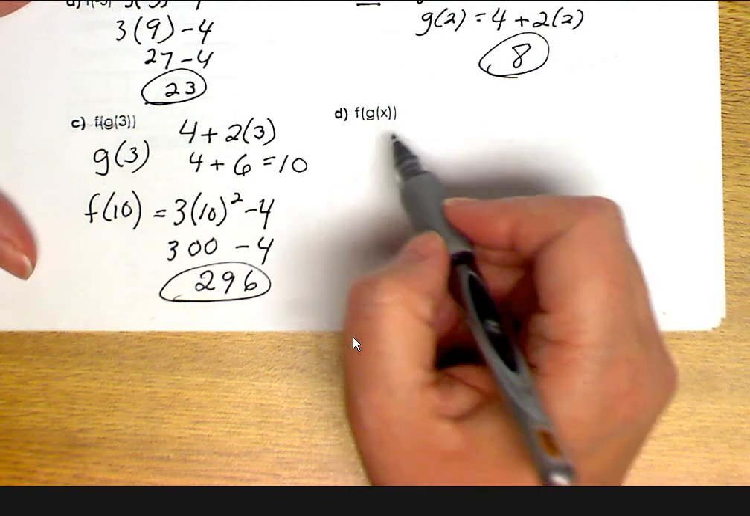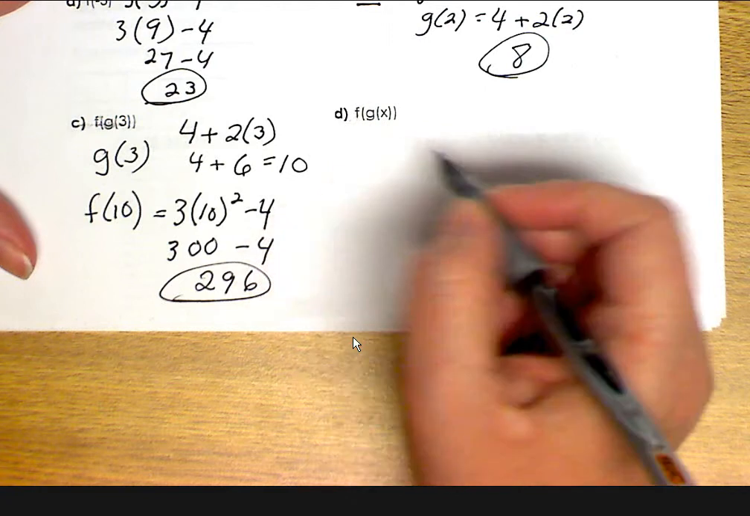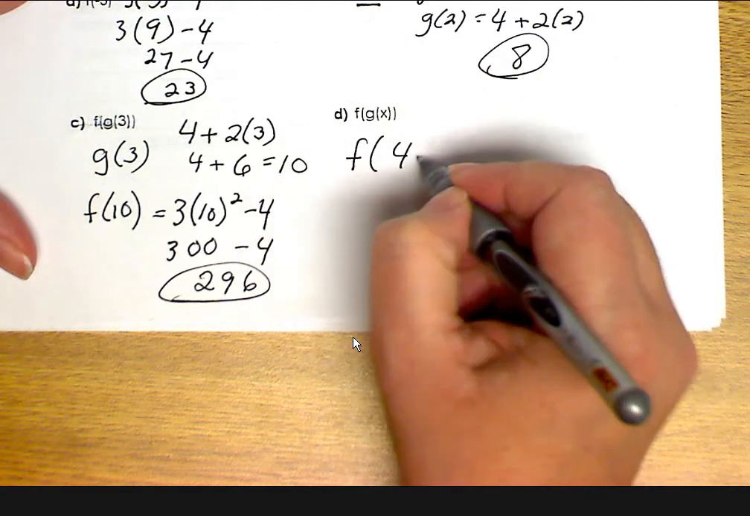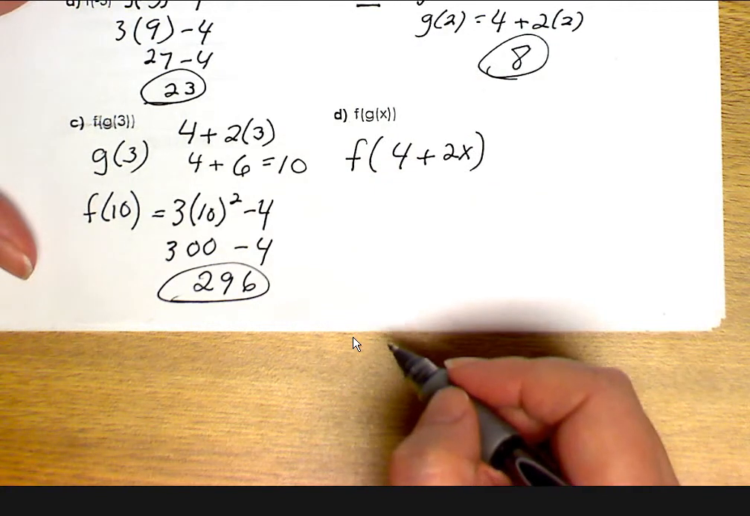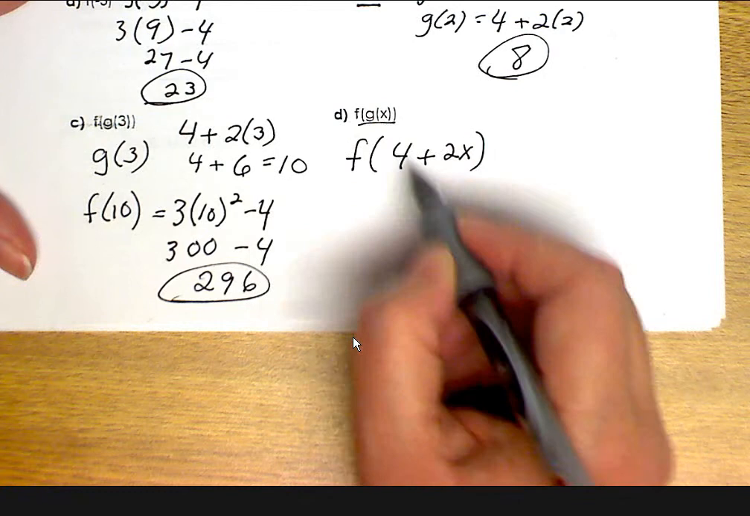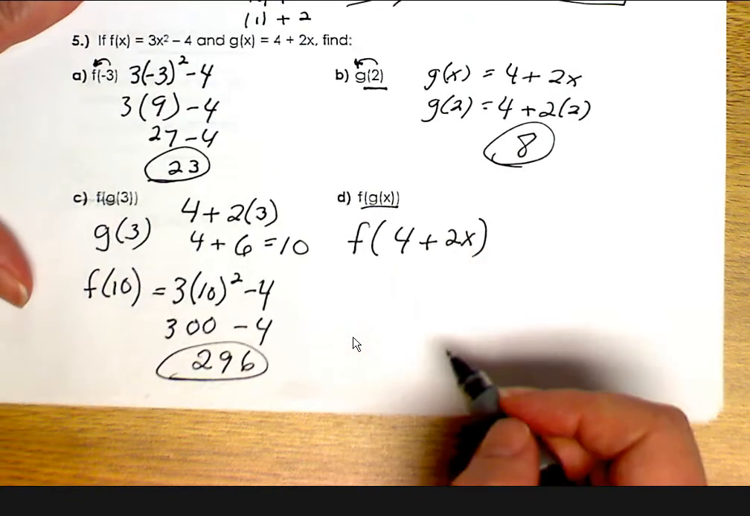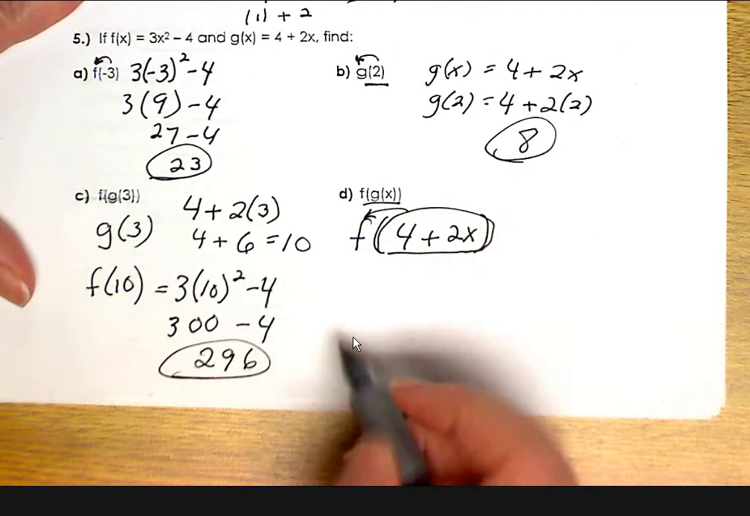D, what they want you to do is to take g of x and plug it in for f. So I'm going to do f of 4 plus 2x, because g of x is 4 plus 2x. So when I put this into my function of f, see what you would get.